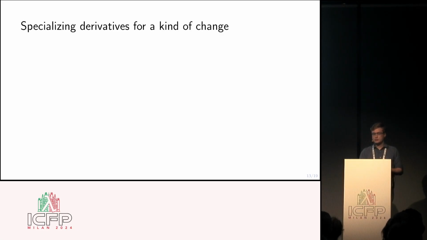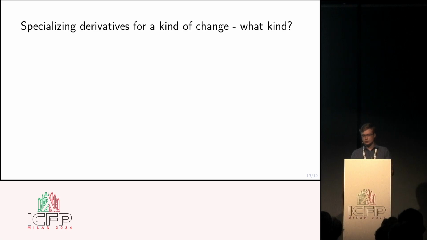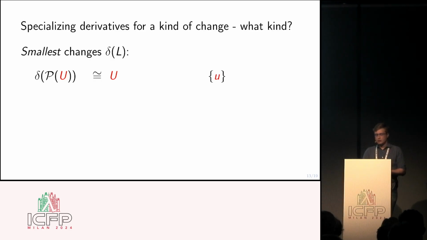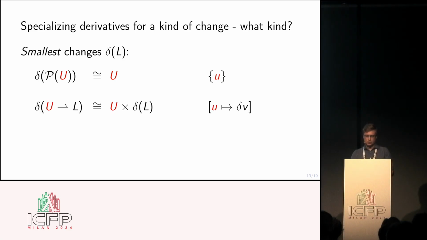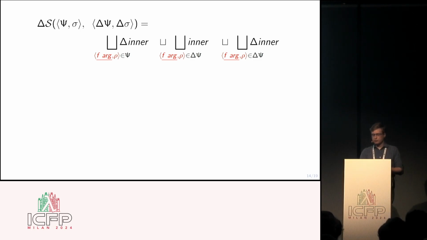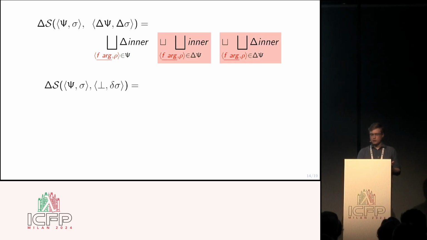For the first one, we're going to specialize the derivative for a certain kind of change. And the kind of change that we're interested in is what I call the smallest change. These are the join irreducible elements of the lattice. So the smallest elements for a power set are the singletons. The smallest changes for maps are just changes to a single slice. And the smallest changes to a product are the changes in either side. So we can specialize our derivative appropriately based on a small store change or a small configuration change.